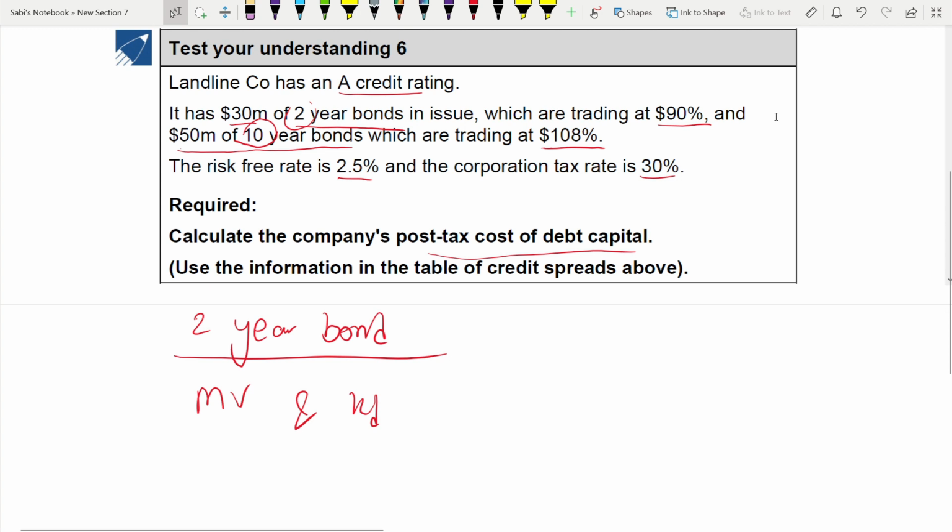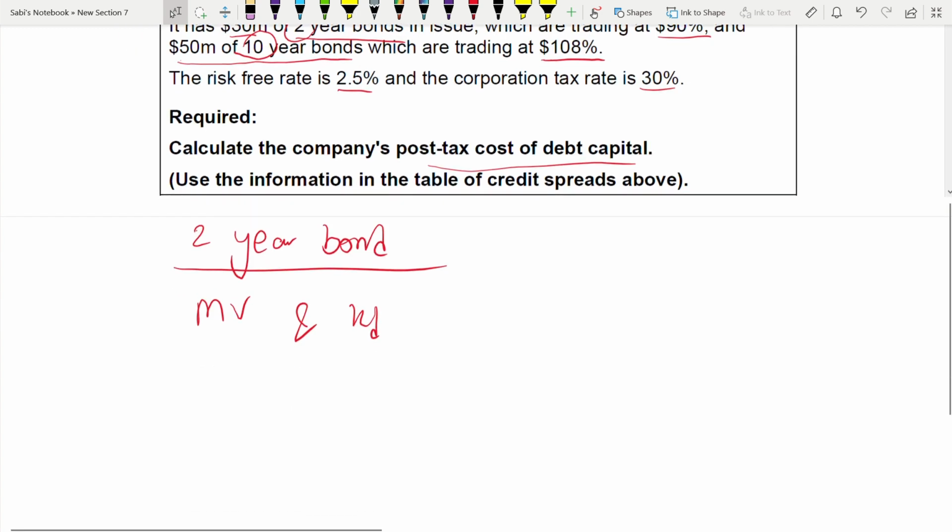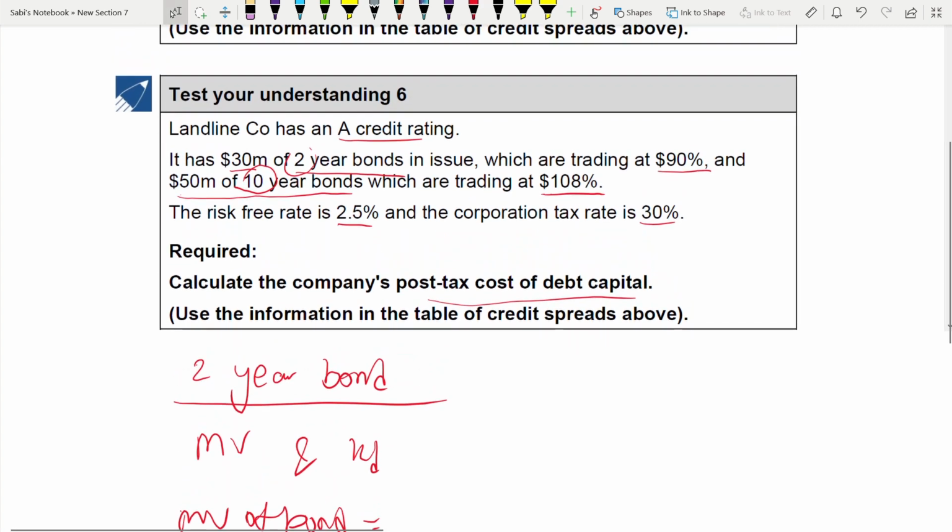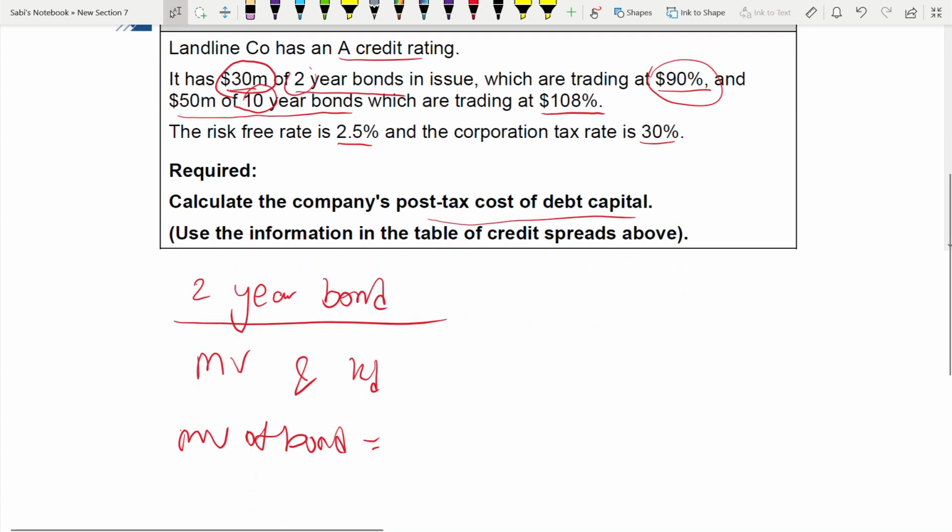What is the market value of the 2-year bond? Are you given it or do you have to calculate it? Calculate it. What is the bond? You have been given that it has 30 million and it is trading at 90%. Just multiply 30 by 90%, 0.9, which is $27 million. This is the market value.